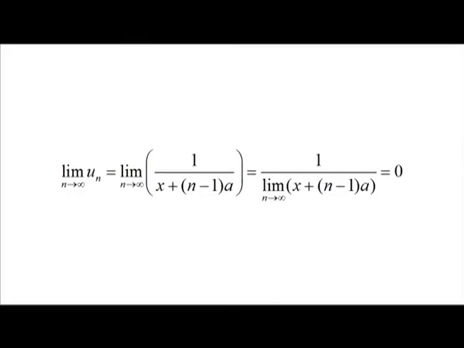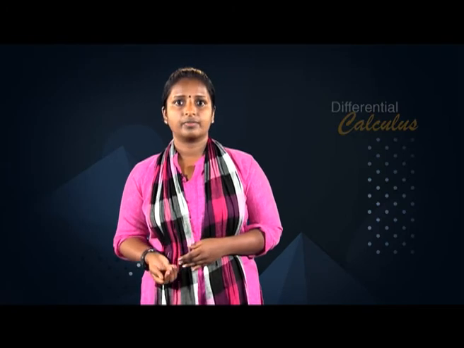Also, limit of u_n as n approaches infinity equal to limit of 1 upon x plus (n minus 1) times a as n approaches infinity, which is equal to 1 upon limit of x plus (n minus 1) times a as n approaches infinity, which is equal to 0. Hence, for the given alternating series, all the conditions of Leibniz test are satisfied and it is convergent.